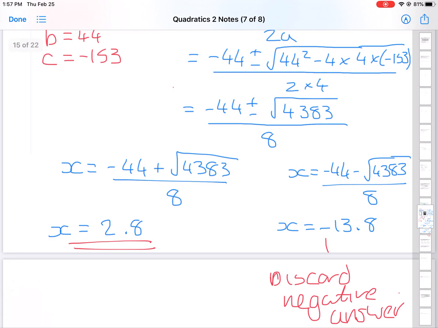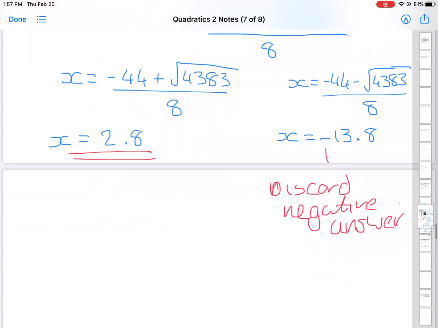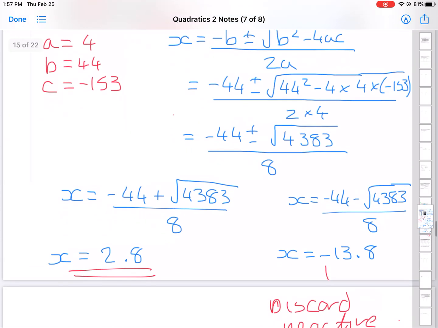Okay, we don't have to write why we discard that negative, we just have to say that we're discarding that negative. You have to say the word discard, it's going away, it's not being used. Okay, and our final answer there is x equals 2.8. Okay, that's us for the quadratic formula.